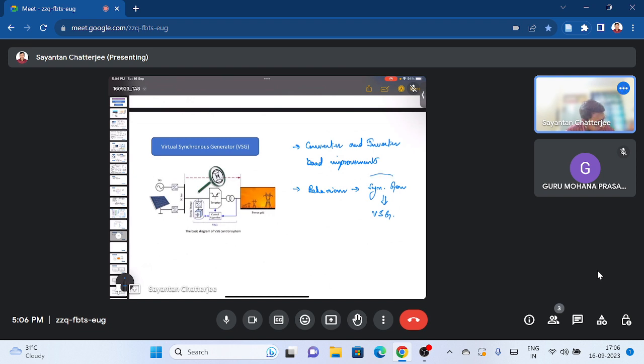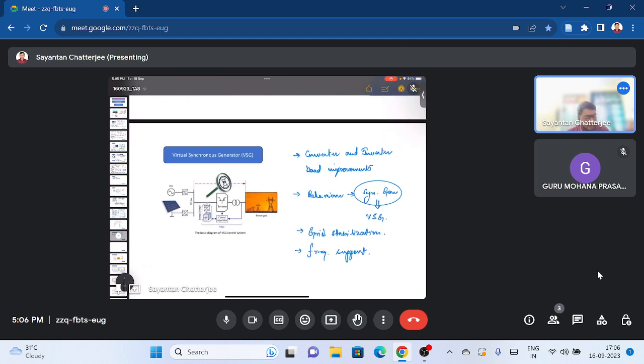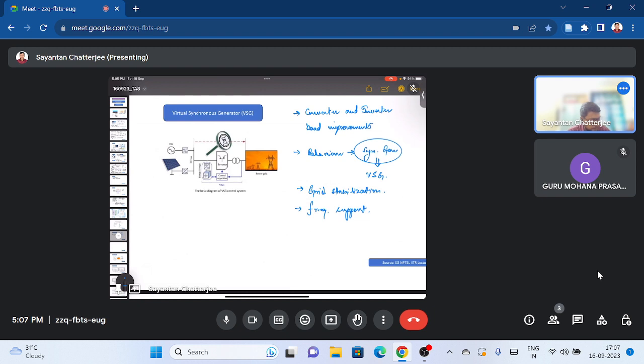This is the actual synchronous generator. The behavior of the actual synchronous generator should be fetched by this virtual synchronous generator. So it would aid in grid stabilization, frequency regulation, frequency support, etc. This is the main motive of developing this virtual synchronous generator at large.